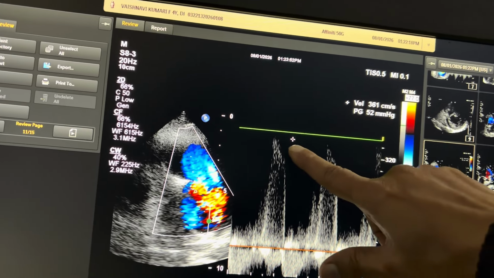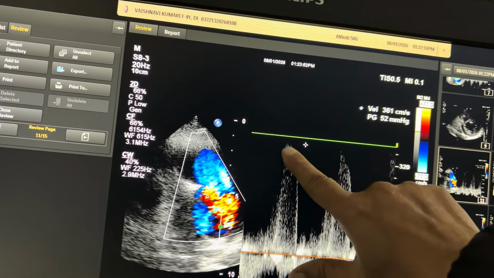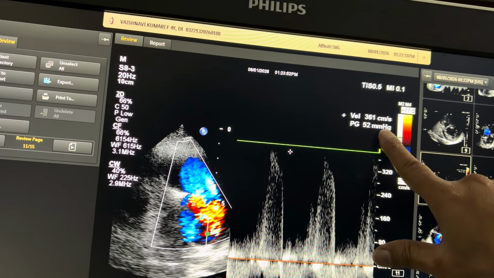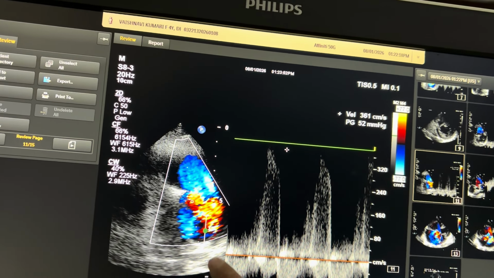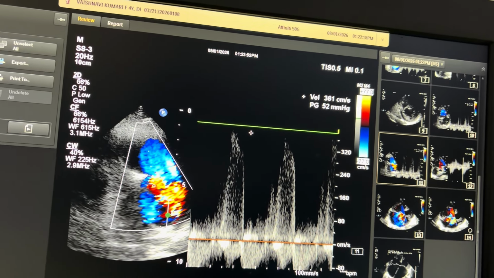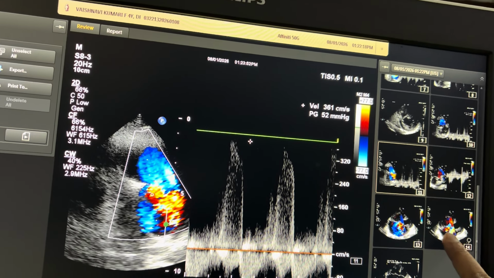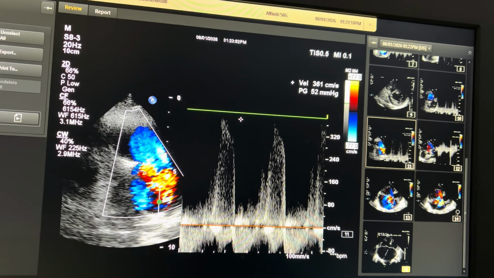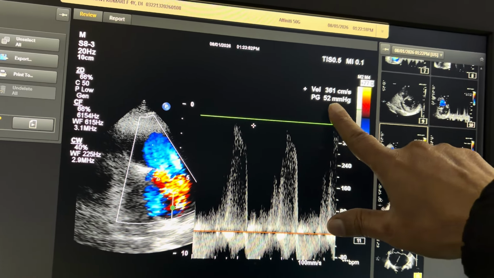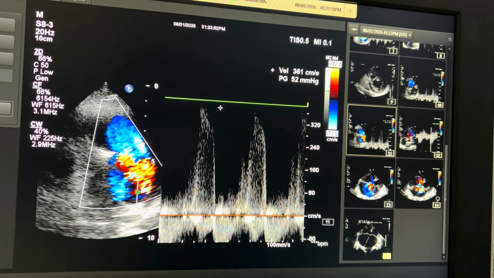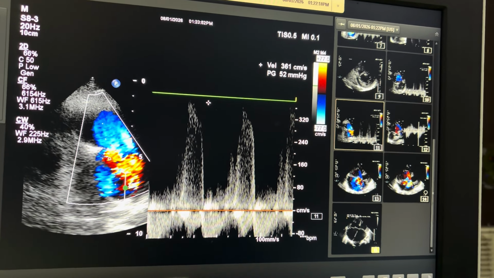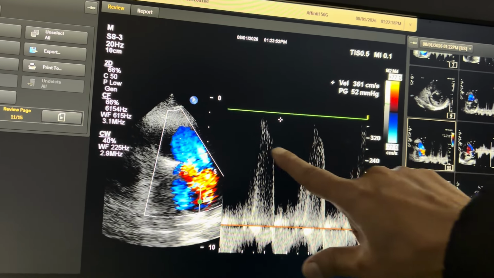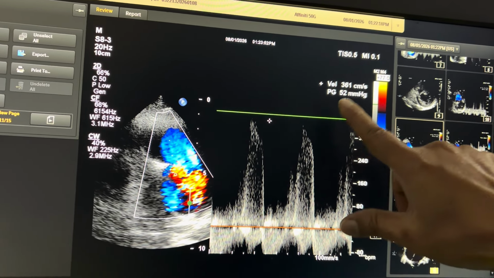So here what you see, the highest pressure of PR jet, that is 52 millimeter of mercury. If you add 20, because in this scenario right sided structure is very much dilated, at the same time IVC is dilated, so you have to add 15 to 20 millimeter to 52 millimeter. It will ultimately become approximately 70 millimeter of mercury. So that kind of mean pulmonary artery pressure. So peak pressure gives you mean pulmonary artery pressure.